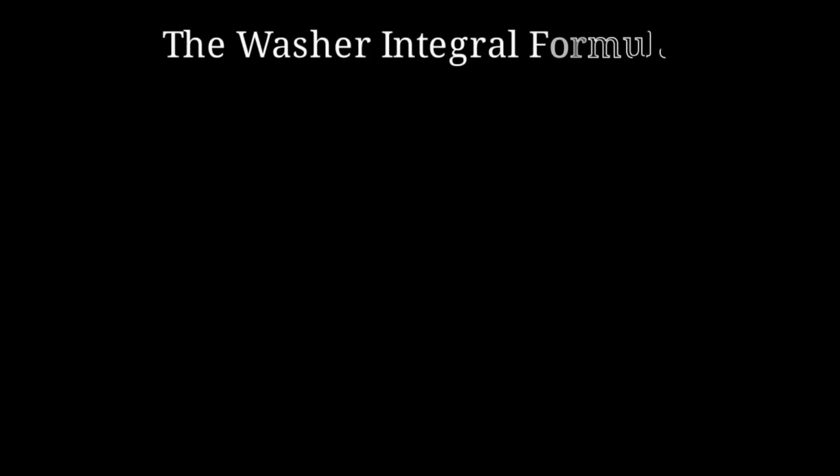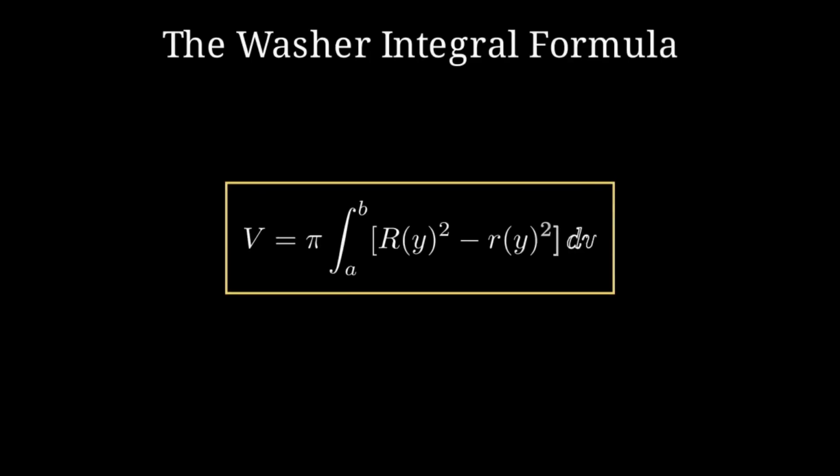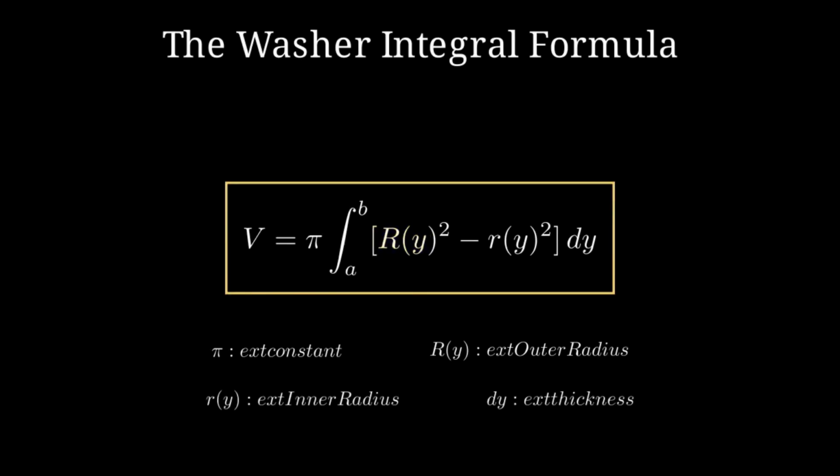Combining these pieces gives us our general formula. The volume is the integral from the lower y bound to the upper y bound of pi times the quantity, outer radius squared minus inner radius squared. We integrate with respect to y because our washers are stacked vertically along the y-axis.